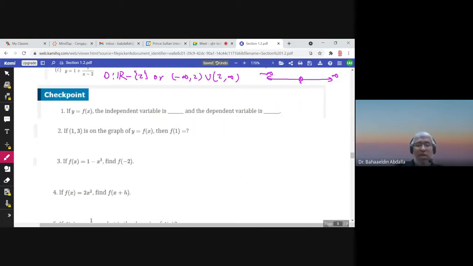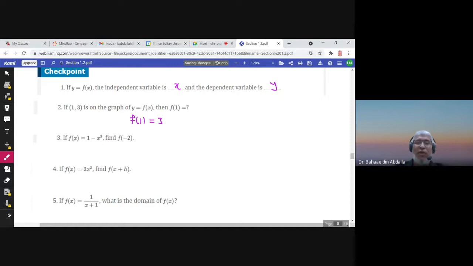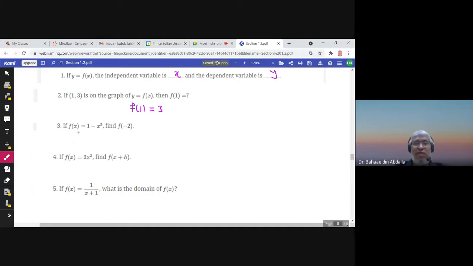Now this is a checkpoint. If y equals f of x, the independent variable is x and the dependent variable is y. The point (1, 3) is on the graph of this function. So what would be f of 1? f of 1 would be 3, the y value. If f of x equals this, what is f of negative 2?